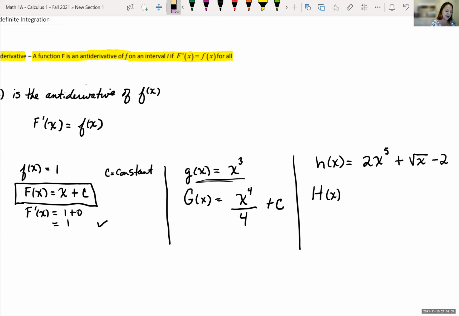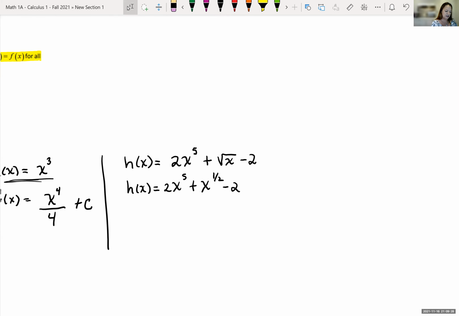Actually, before we do that, let's rewrite this function a little bit, right? Let's rewrite that square root of x without the radical and with the rational exponent. So we have h of x is equal to 2x to the 5th plus x raised to the 1/2 power minus 2.